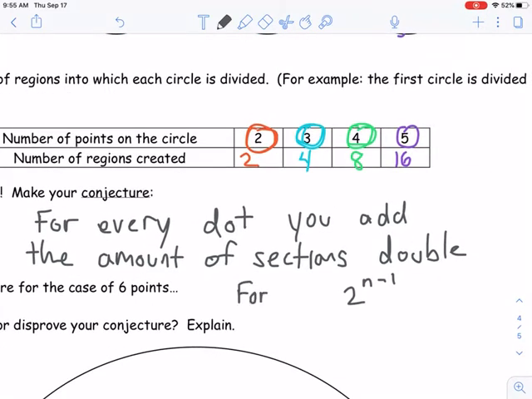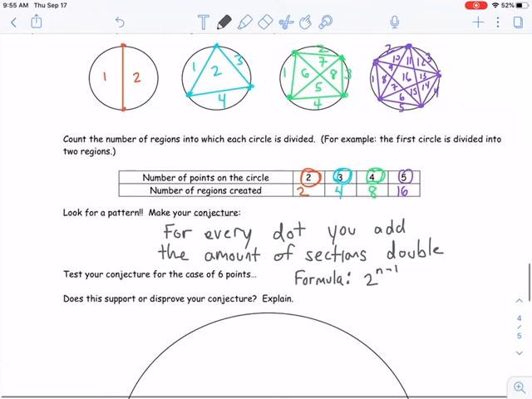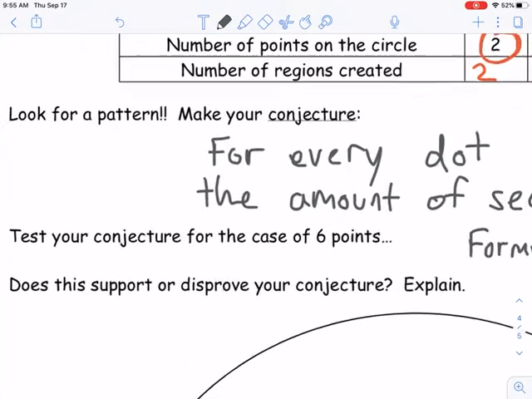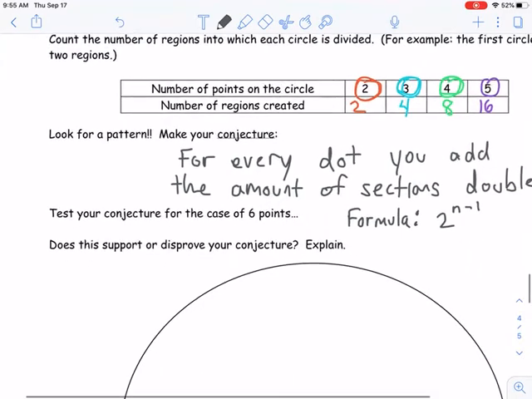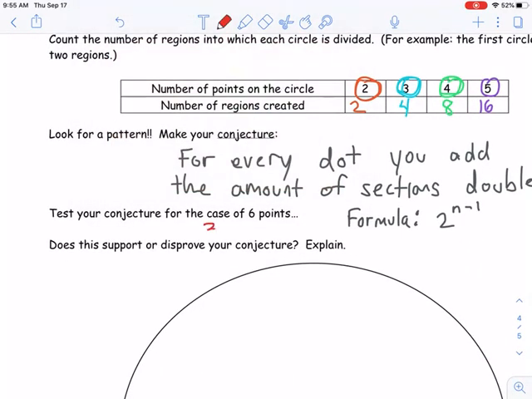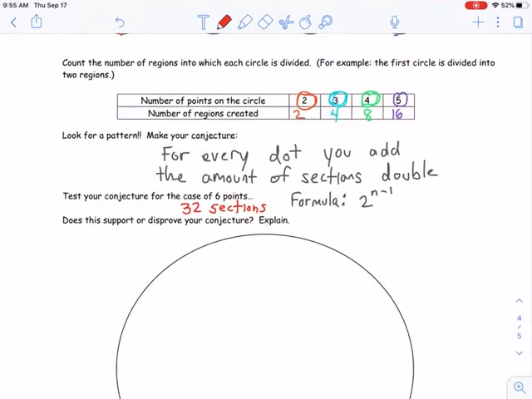2 to the power of n minus 1. I think you might have done stuff like this in Math 8 or something, maybe in algebra. But that's the formula. So test your conjecture for 6 points. Well, clearly, with 6, we're going to double 16. With 100% confidence, I'm going to say 32 sections. Alright? I'm so confident. Now, let's actually do this.